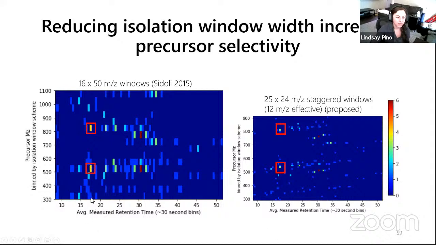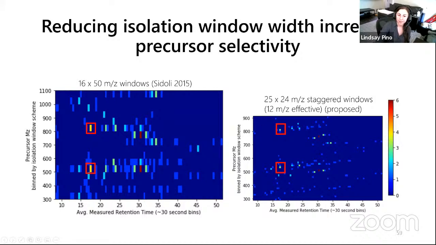At this particular retention time, in these 2 windows, we are co-fragmenting 4 precursors because these windows are so wide. When we decrease the size of the window, now we have separated 1 of those precursors from the 3. So we didn't do perfect. There are still 3 precursors falling in some of these windows, and those 3 precursors are within 12 MZ of each other.